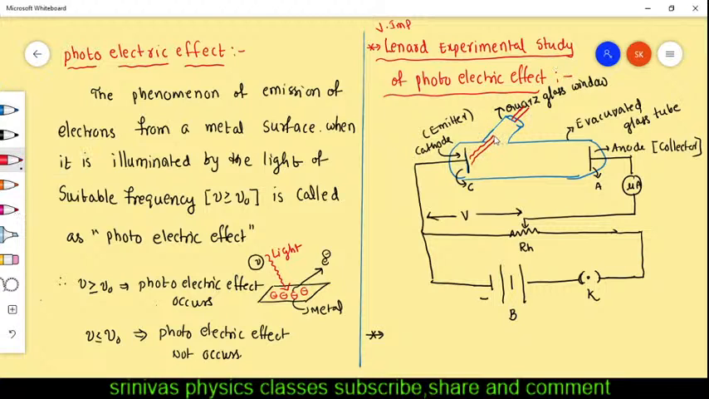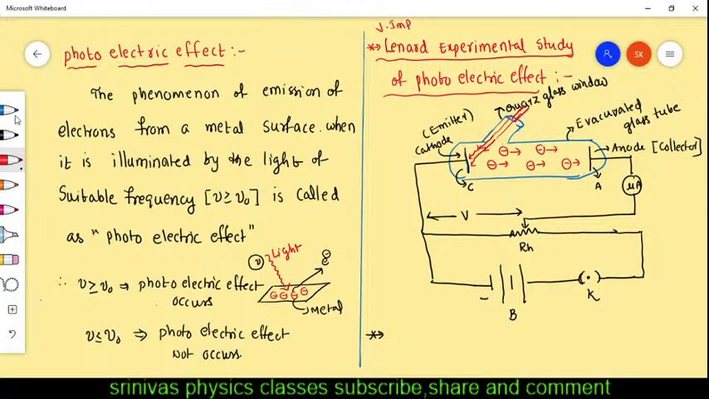The light rays are incident here like this. Then the light rays are incident on the cathode. The cathode we can take as the photosensitive metal. Then electrons are emitted from the cathode. Those electrons are emitted due to the photoelectric effect, and they travel towards the anode, and then the circuit becomes closed and the current flows and the microammeter shows the reading.